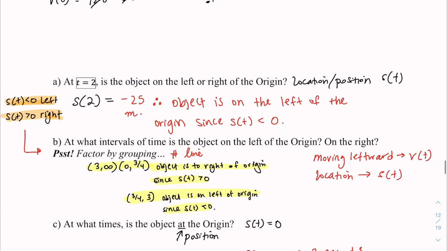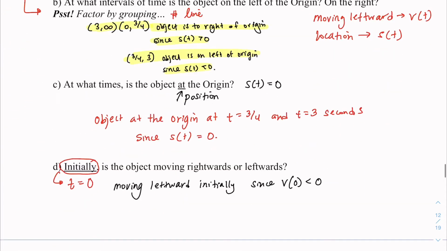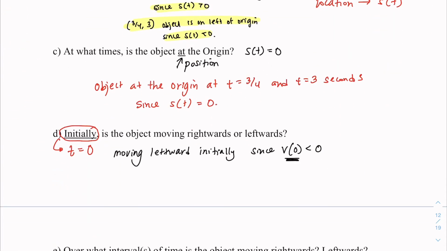So if you did not make this connection here in your work, then you won't get the point for using v in your explanation. So for good practice, let's just always say v of 0, which is s prime of 0, right? The rate of change of position is negative.